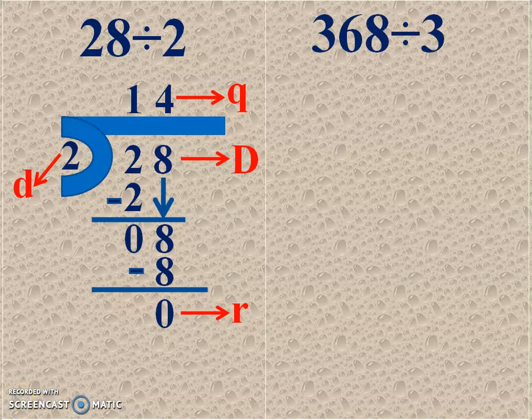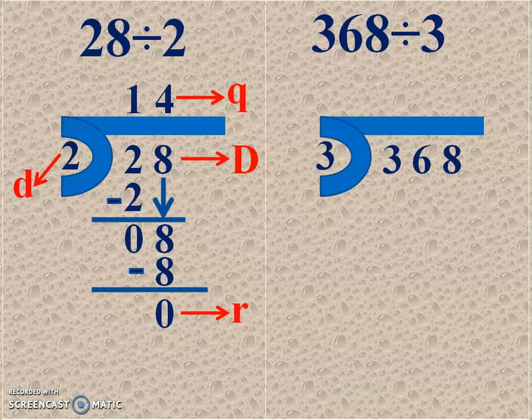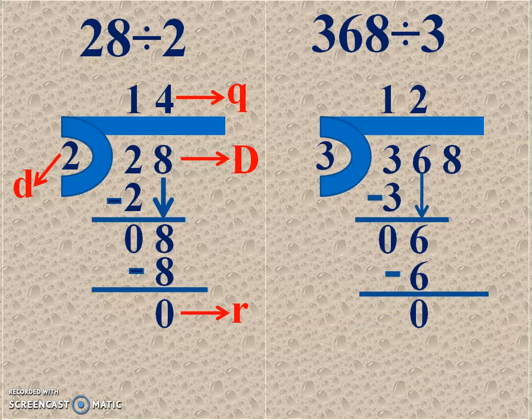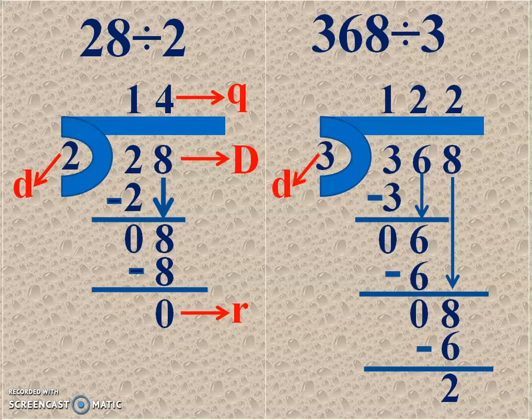Now it's the turn for the next example. 368 divided by 3. First of all, we change its format and we put dividend and divisor in their places, and we start dividing. 3 1s are 3. 3 minus 3 gives us 0. We bring 6 down. 3 2s are 6. And when we subtract 6 minus 6, we get 0. Now we bring 8 down. 3 2s are 6. And when we subtract 8 minus 6, we get 2. Here again 3 is divisor, as we already know that. 368 is dividend. 122 is quotient. And finally 2 is remainder.